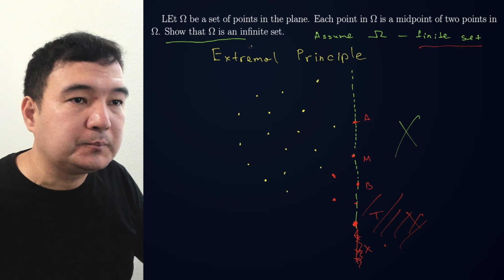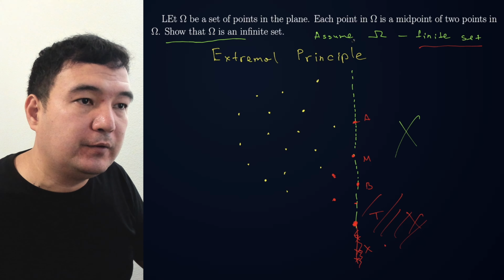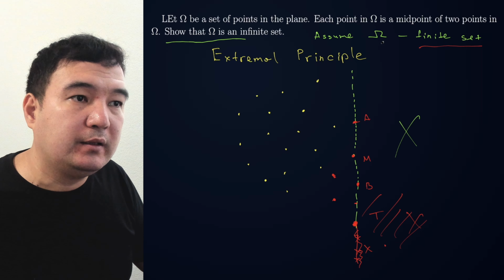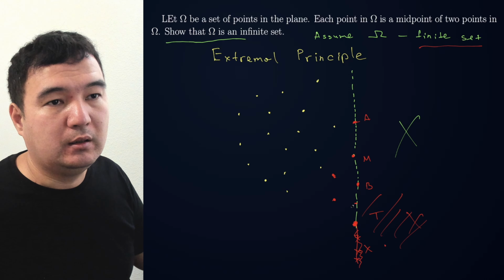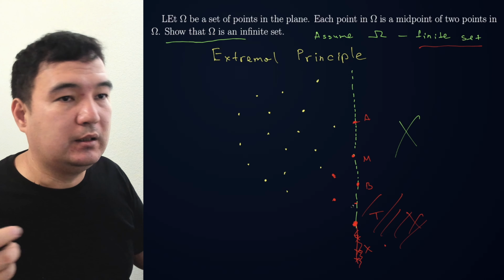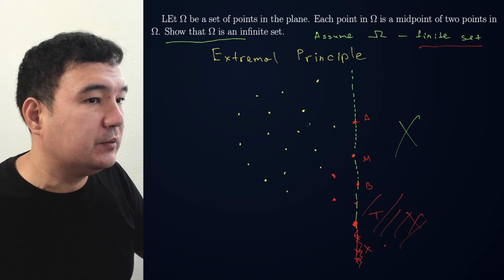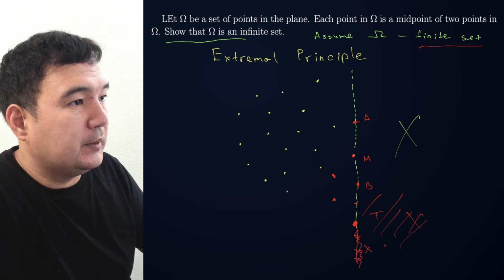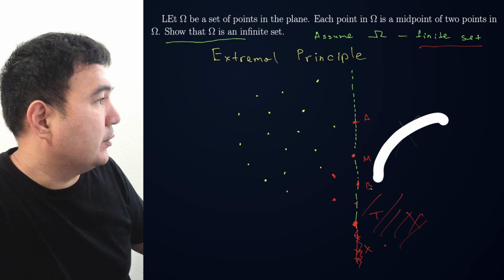So if you assume that omega is a finite set, you get this contradiction. So it means omega is an infinite set. Another proof: probably there are different ways of proving this one, I guess.